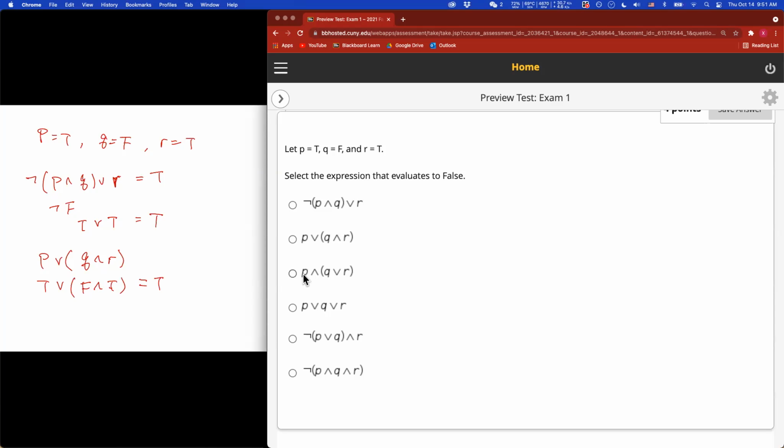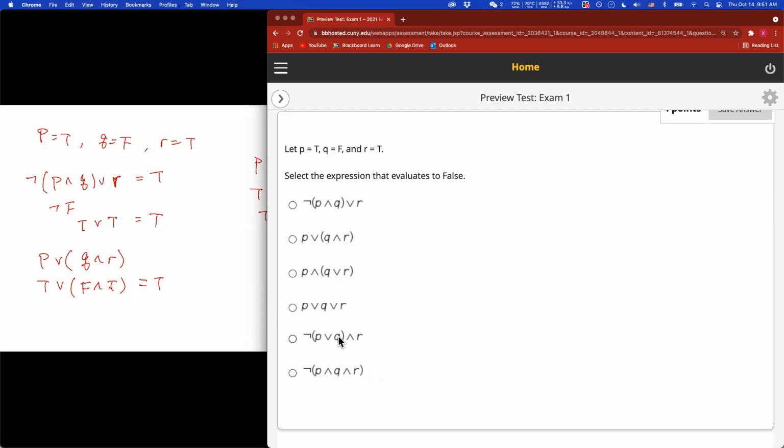And then you have P and (Q or R). Again, P is true and (false or true). We have false or true, which is true. So you have true and true, that will also be true. And then the next one you have P or Q or R. So you have true or false or true. As long as one thing is true, it's true, since it's all the or relation.